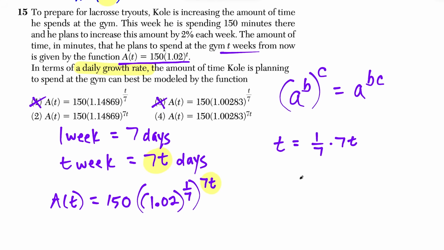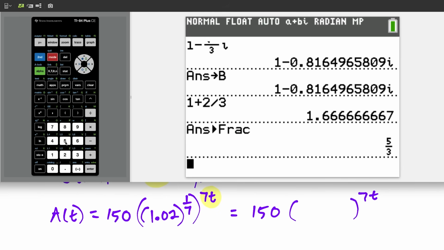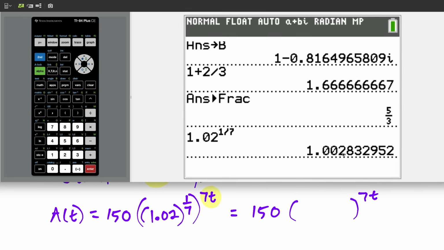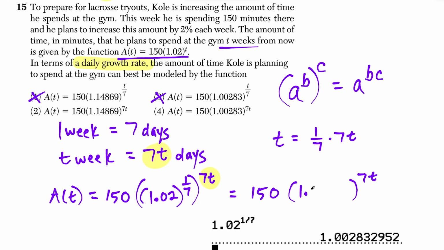So why does this work? Well, if we were to multiply 1 over 7 times 7t, which I have written right here, see how the 7 over 7 would cancel and bring us right back. So this is equivalent to the original a of t. And now to simplify this, I have 150 to the base here that we're going to have, we'll get in the calculator, but this is all being raised to the 7t. So on the main screen here, we're going to do 1.02 to the power 1 over 7. Okay, so 1 divided by 7, and this is the decimal that we need. So now we could replace the base here with 1.00283, and out of the remaining answer choices here, this is going to match up with choice 4.